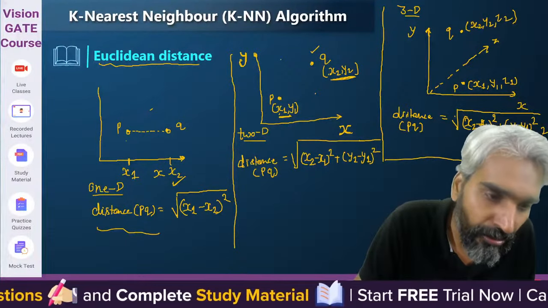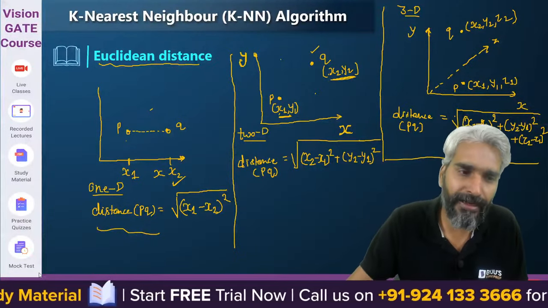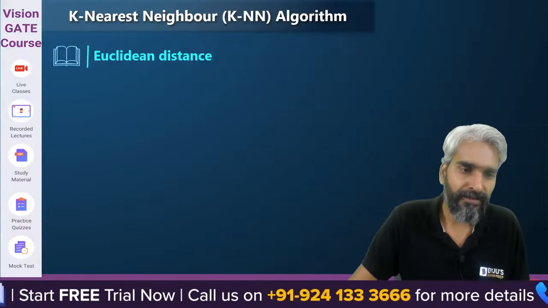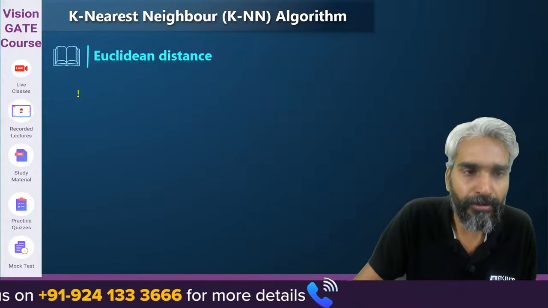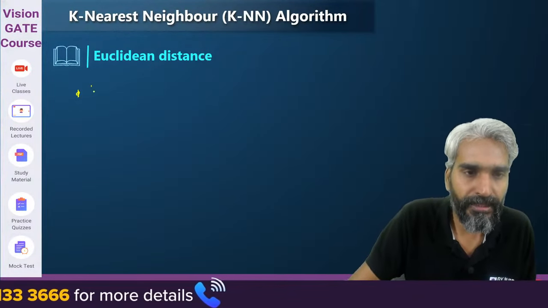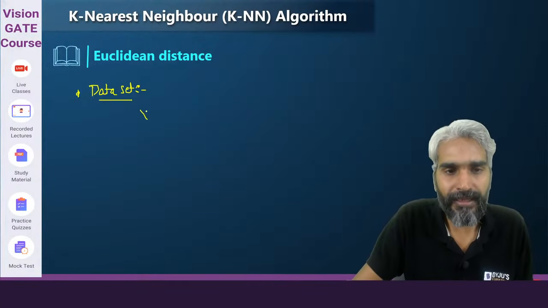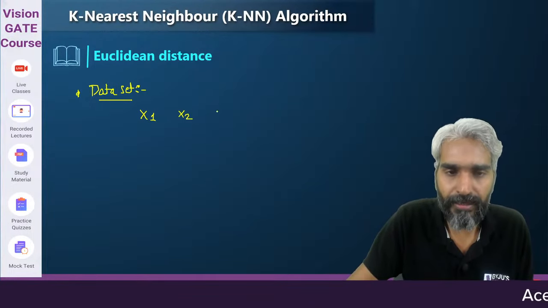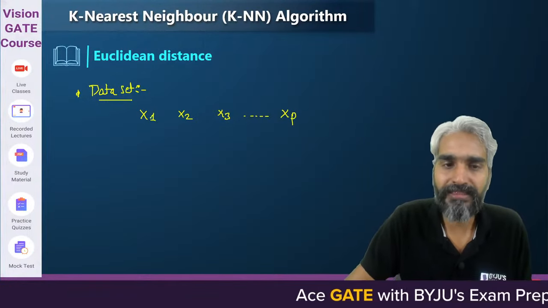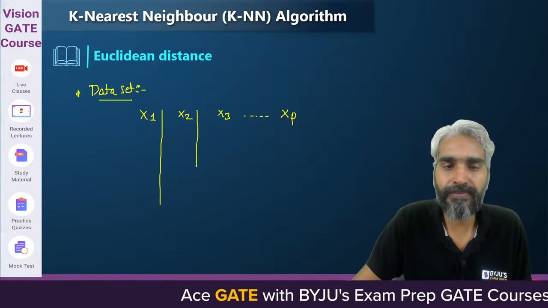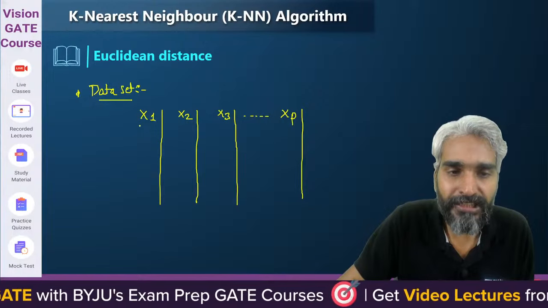Now my question is, I hope this formula is clear to everybody. These 3 formulas are clear to everybody. Let's assume the data set is of a particular form: there is one variable x1, another variable x2, another variable x3, and so on. There are p variables x1, x2, x3 up to xp.